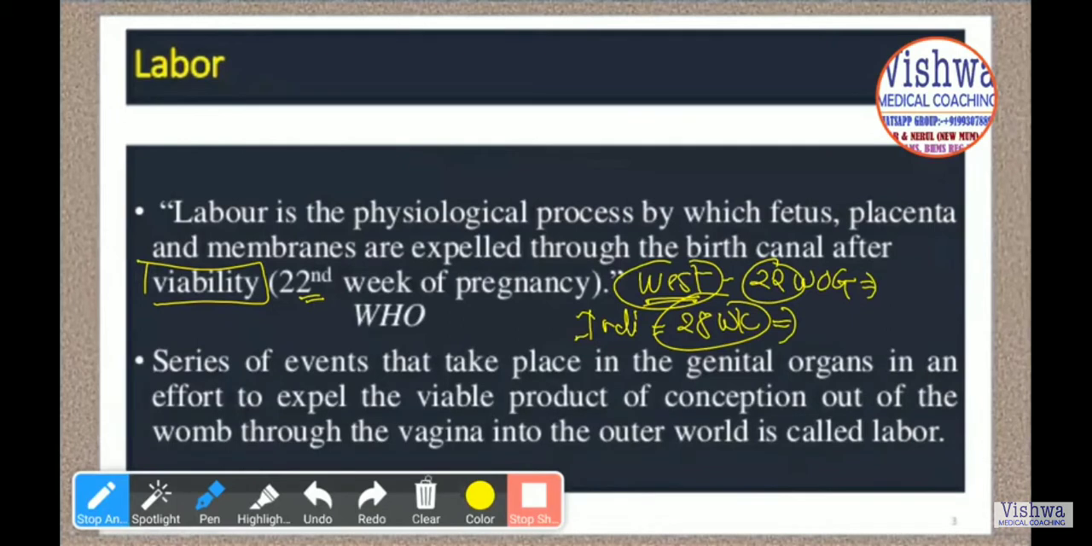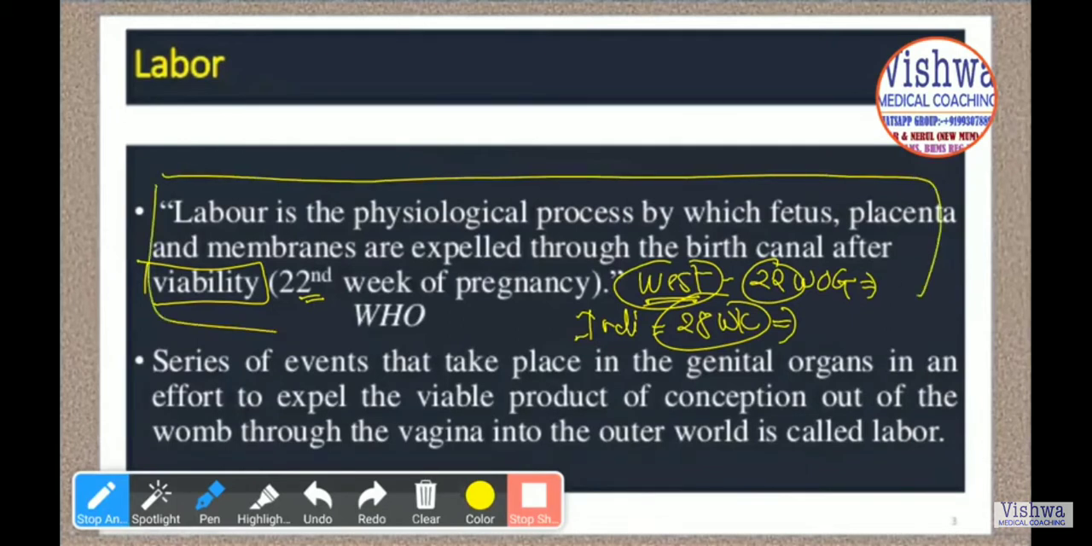Remember, every word in this definition is important. They're going to ask it in the exam. That is, it's a physiological process. Of course, this is not any pathology.